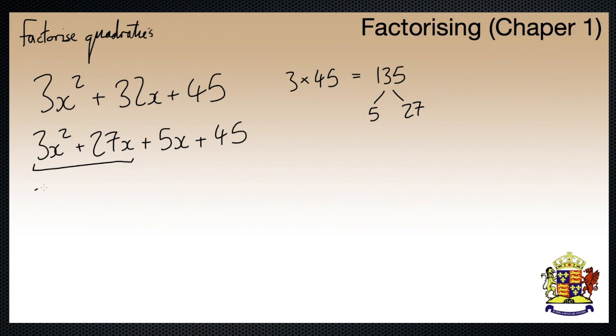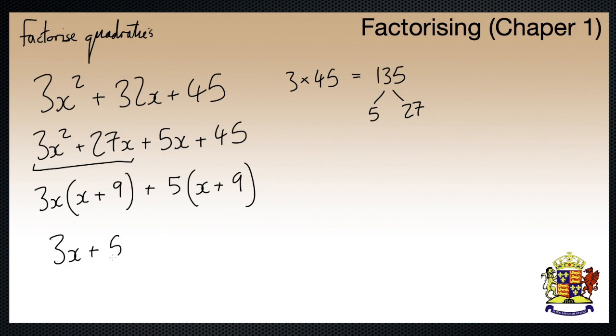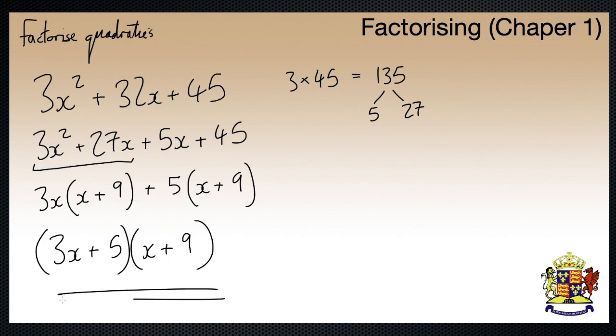Factorise these first two. Okay, so 3x outside, x inside, plus 9. And one thing you will get used to is the idea that this bracket here will be the same here. So what I actually could do, bit of a cheat, but what I could do is put x plus 9 here and then work the other way. Well, clearly, I've got to have a 5 outside. If I expand that, 5x plus 45. Perfect. So my factors, 3x plus 5 and x plus 9. Done.